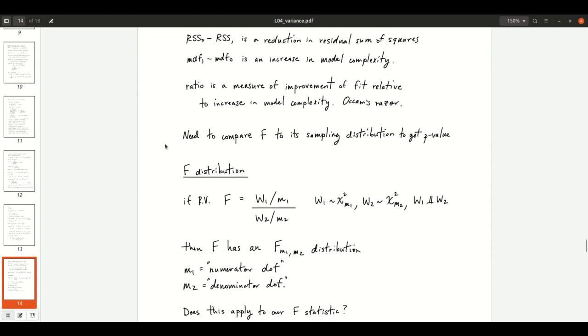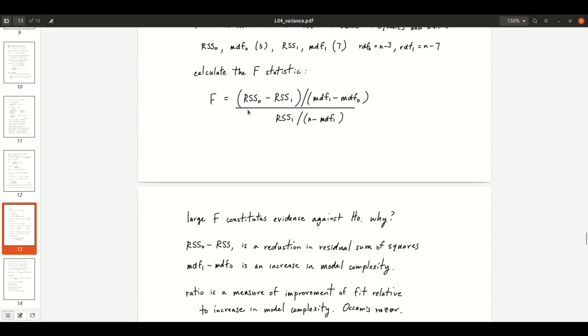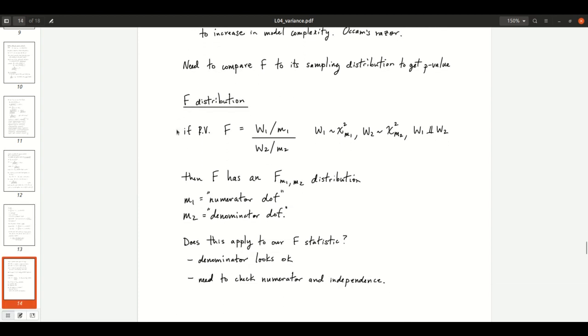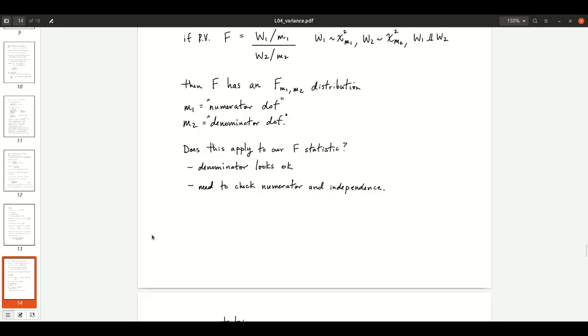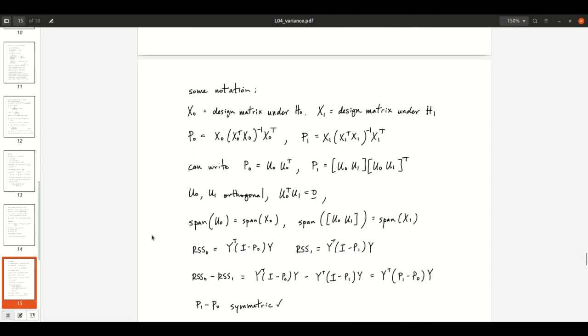The numerator is a little bit weird. We know that RSS0 under the null is going to have a chi-squared distribution subject to some constants. But we're actually looking at the difference between these two and dividing it by the difference in their degrees of freedom. So it's not so obvious that the numerator is going to have a chi-squared distribution. So we need to check that, and we need to check that the numerator is independent of the denominator. All right, let's get into it.